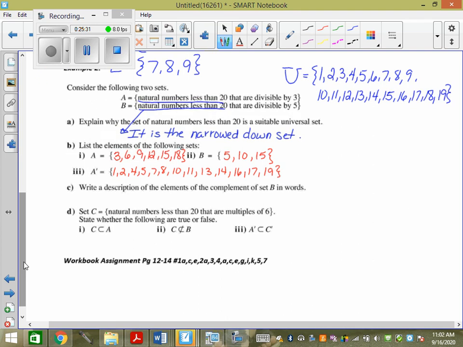Write a description of the complement of set B in words. So what would be your description? Complement of B. We'd still have to have natural numbers less than 20 that are not, yeah, so that are not divisible by 5. So we can just do this, but not.